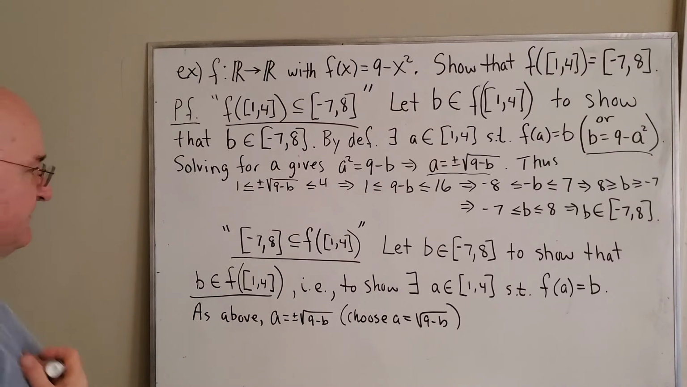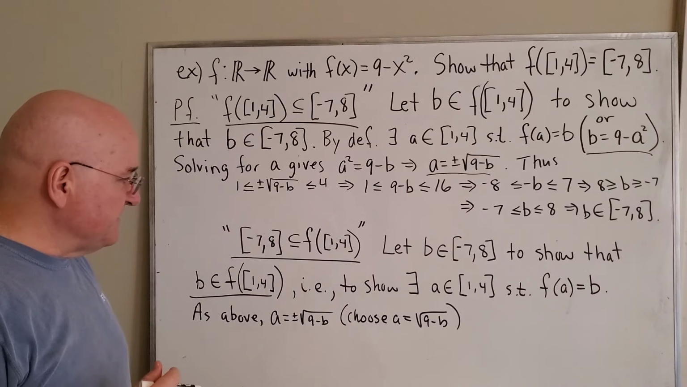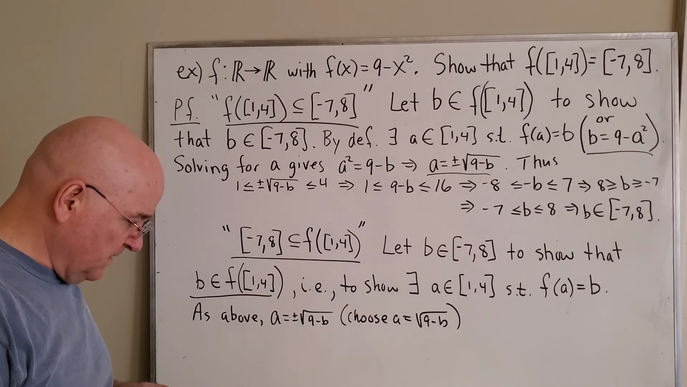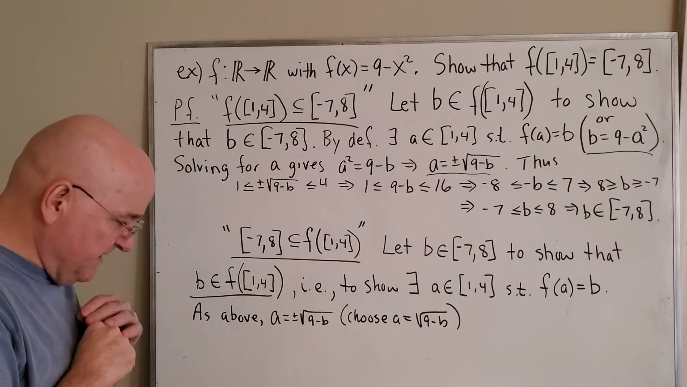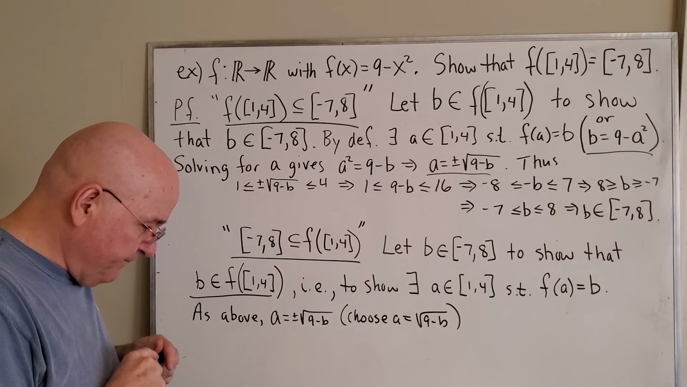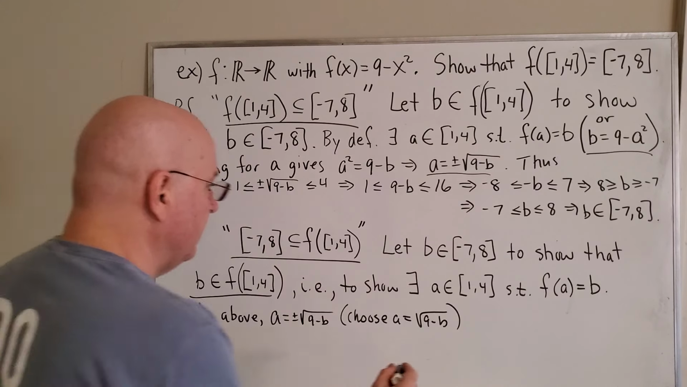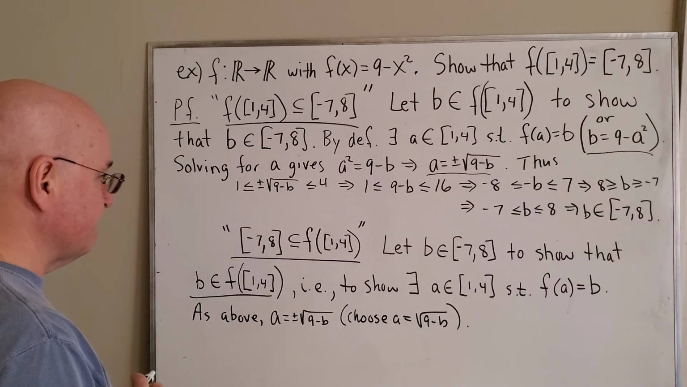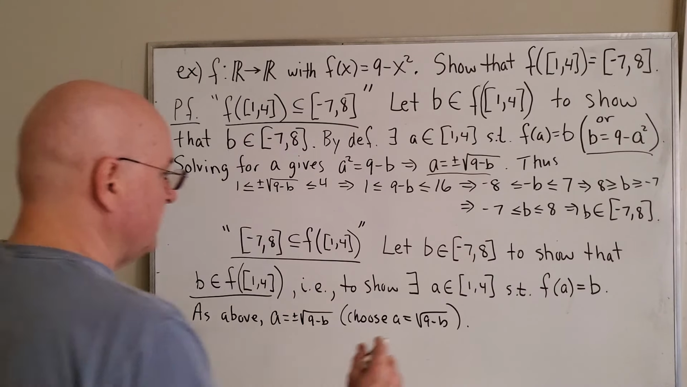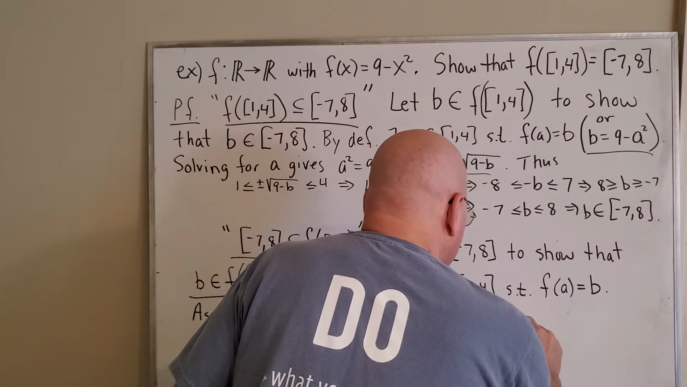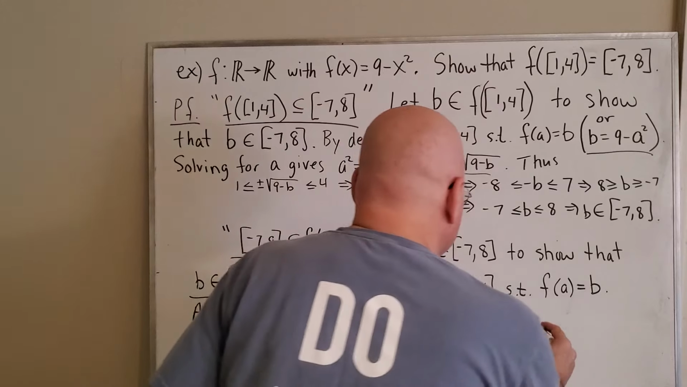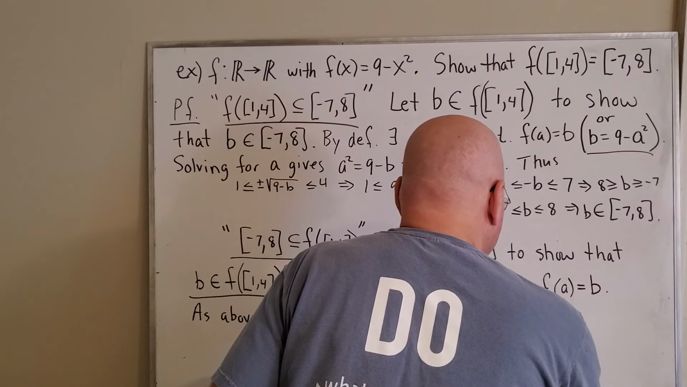We're going to choose a equal to the square root of 9 minus b. All right, so now what do we get? That means that radical 9 minus a, 9 minus b, excuse me. Let me just put the period there. What value does b have? It's between -7 and 8. Let me write that down.